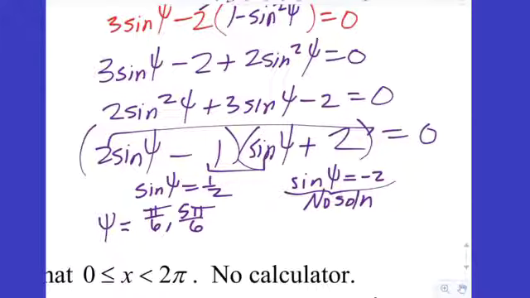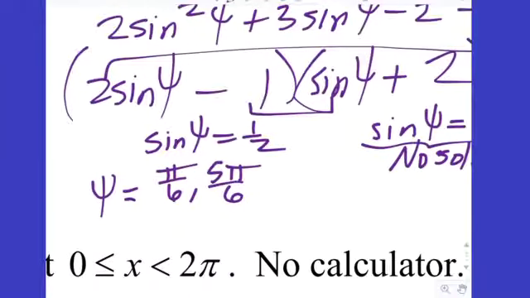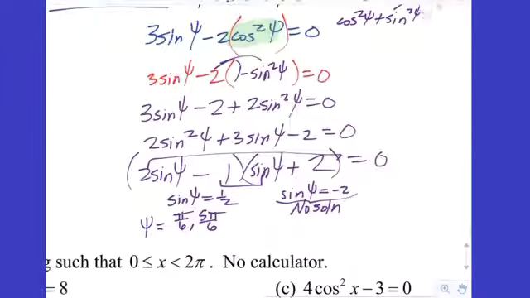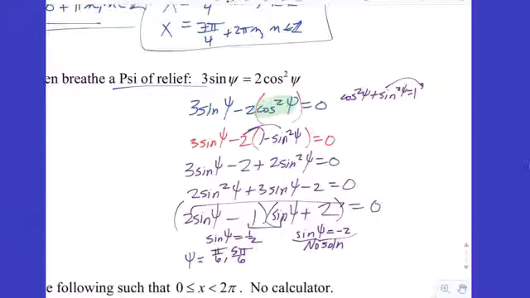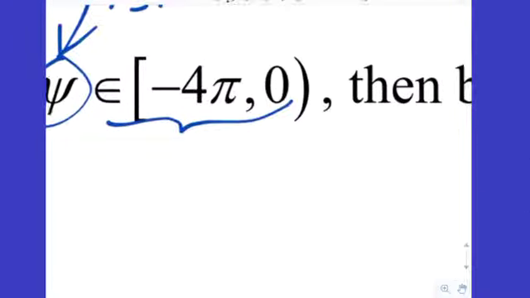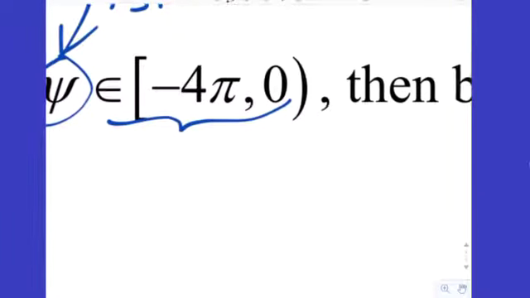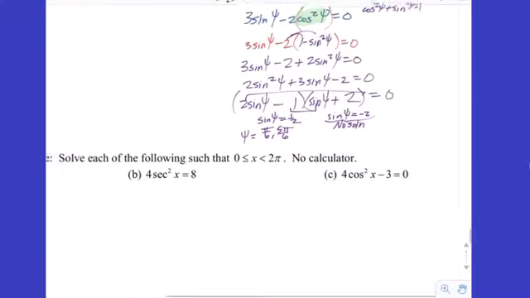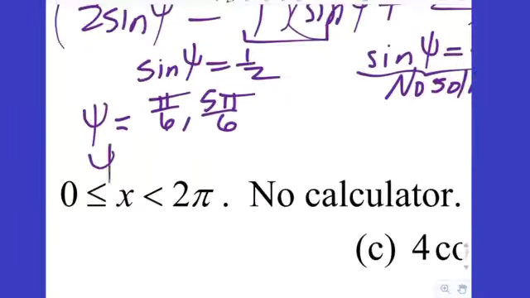Under your eyes. Okay. No solution. Sine is never -2. Sine has to be between -1 and 1. Feel free to use anything you've learned already up to this point. All right, now, pi/6 and 5pi/6 are solutions, but are they between -4pi and 0? Nope. So we got to find the coterminal buddies for each of them.